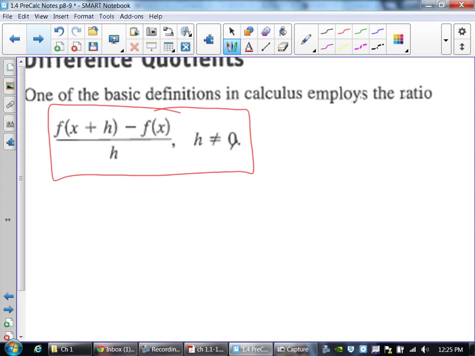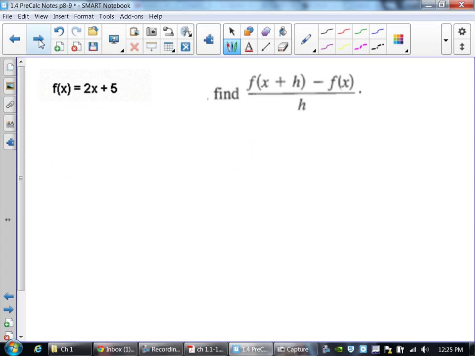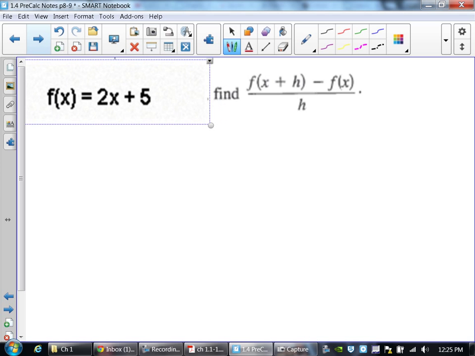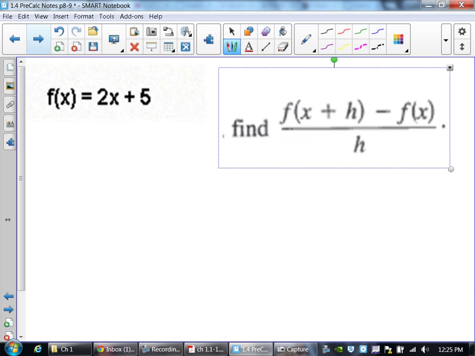So, let me show you guys what this looks like. Let me show you guys what this difference quotient looks like when we get into an actual problem. So, if you're asking, what will this look like? It'll say use the difference quotient and simplify. They're going to give you a function. In this case, they gave us a function that is f of x equals 2x plus 5.